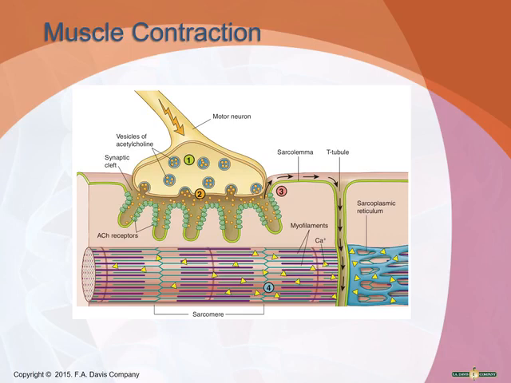When the nerve impulse stops arriving at the neuromuscular junction, acetylcholine is no longer released. The enzyme acetylcholinesterase breaks down any acetylcholine that's hanging out that didn't get used, and calcium ions are pumped back into the sarcoplasmic reticulum. With the calcium out, troponin and tropomyosin again prevent the myosin heads, or the thick filament, from latching onto the thin filament, and then the muscle relaxes.